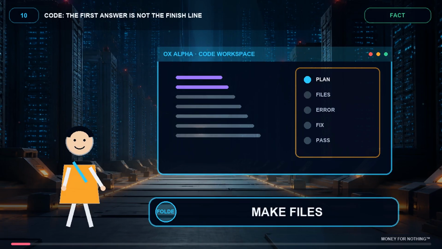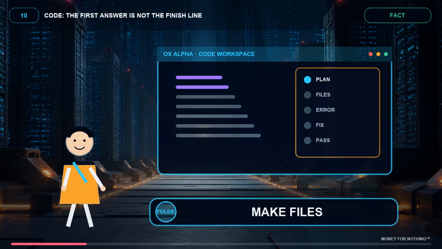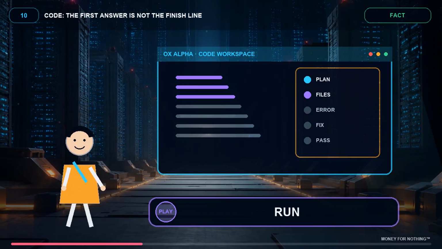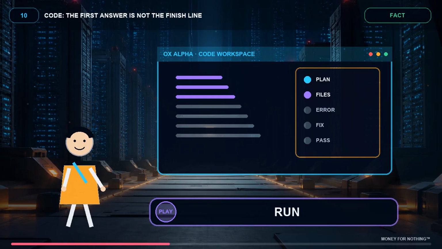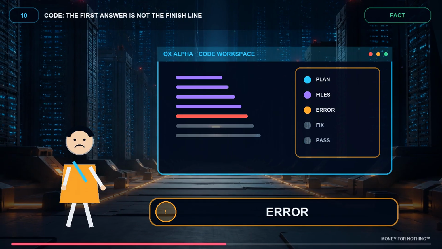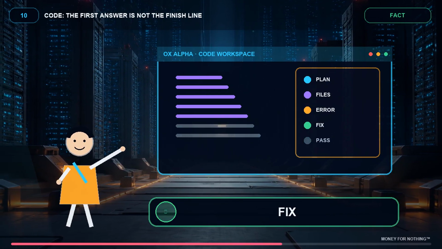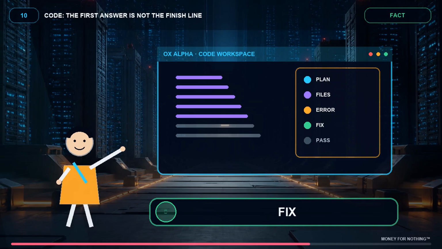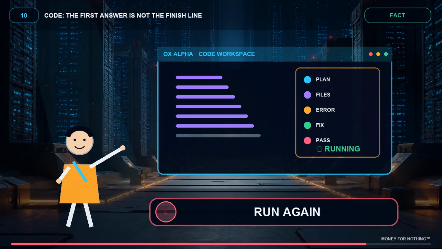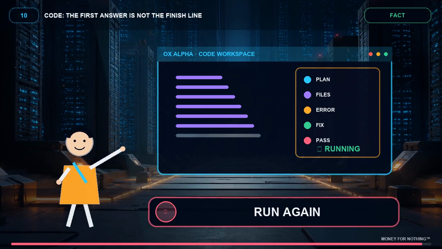Now, the code. The useful trick is not dumping a wall of symbols onto the screen. It is staying with the job. Make the files, run the program, read the error, change the right part, try again. That little loop is where coding models become helpful instead of impressive looking. Ox Alpha was built for long software work, so this is the test that matters most. Does it recover when the first idea does not work?